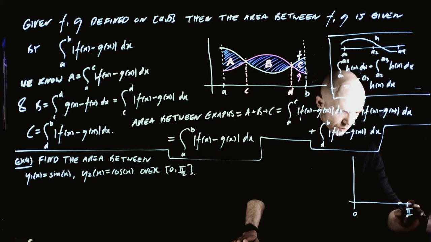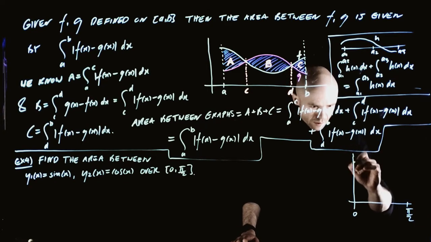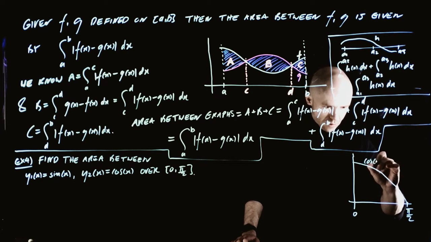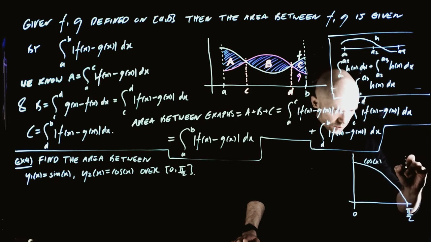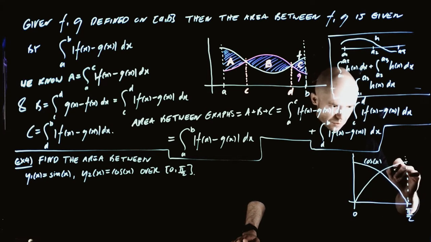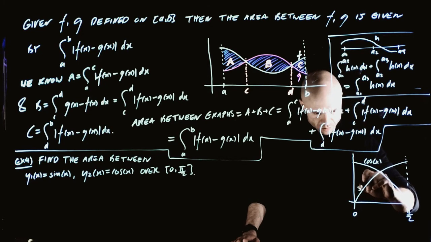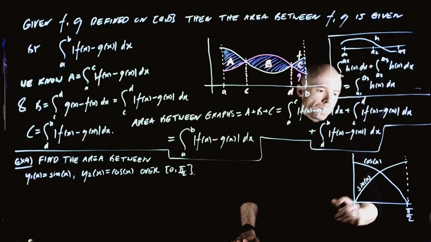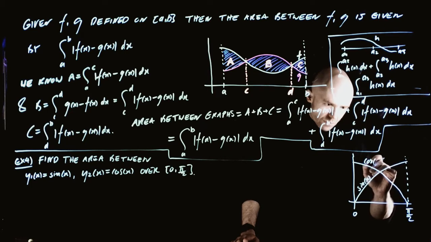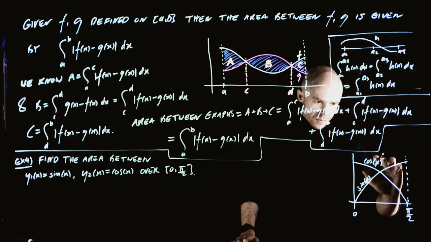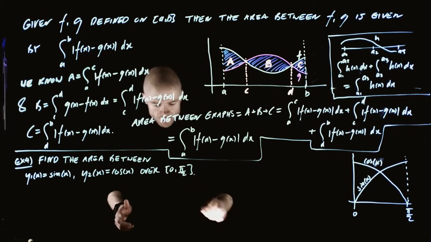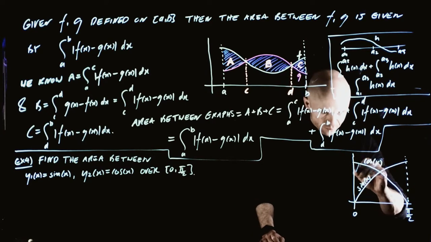0, pi over 2. So we know what cosine looks like. Comes down like this, it's 0. This is cosine. And we know what sine looks like, right? This is what sine looks like. Cool. So, what area are we trying to find? It's this stuff.